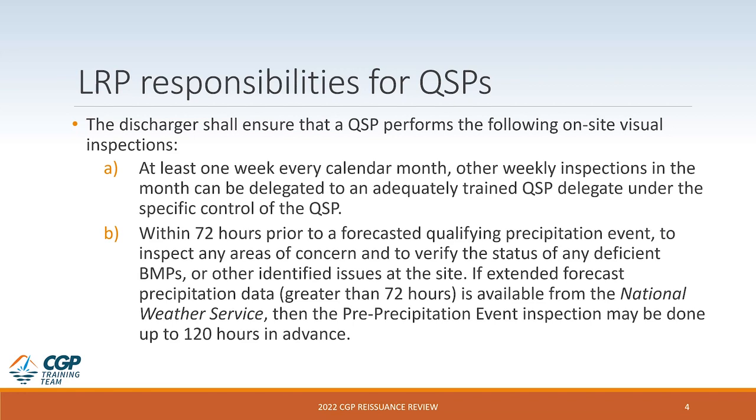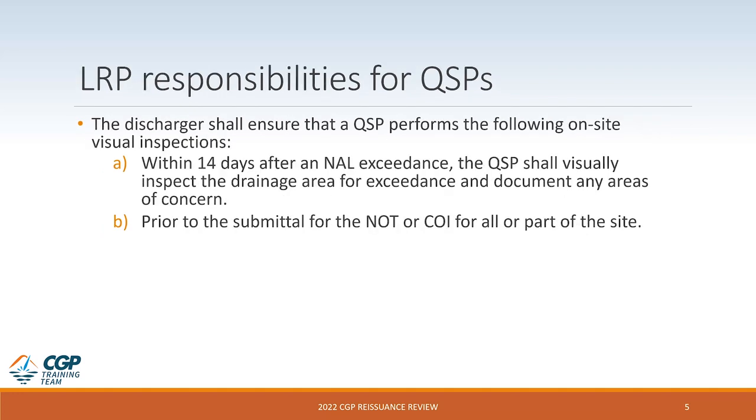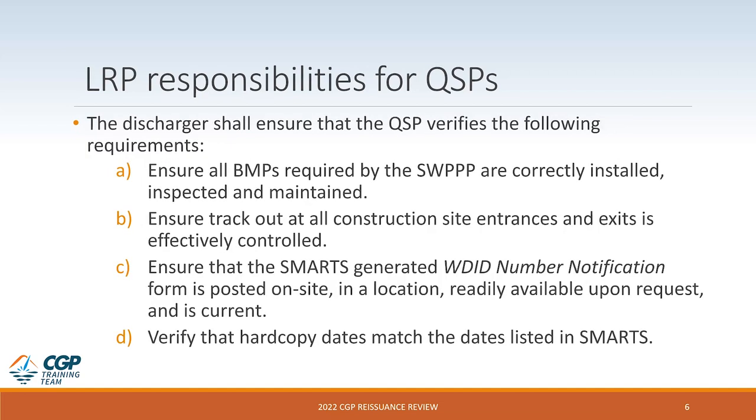the QSP. Within 72 hours prior to a forecasted qualifying precipitation event, or QPE, the QSD is required to inspect any area of concern and to verify the status of any deficient BMP or other identified issues at the site. If extended forecast precipitation data greater than 72 hours is available from the National Weather Service, then a pre-precipitation event inspection may be done up to 120 hours in advance. The discharger shall ensure that the QSP performs an inspection within 14 days after an NAL exceedance and prior to the submittal of the notice of termination or a change of information for all or part of the site.